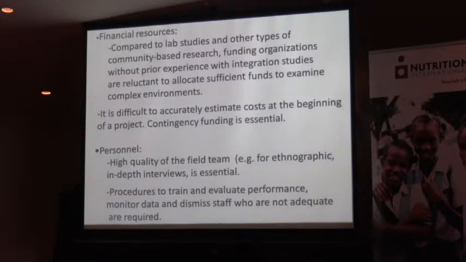There's a second piece of that, which is that it is very difficult to accurately estimate costs at the beginning of a project. When you're doing an integrated project, some very unpleasant surprises show up along the way. And those surprises and difficulties have financial consequences, and contingency funding is essential. That means that when you negotiate the original budget for doing this work, you better negotiate some contingency funding for what's likely to come down the pipe.